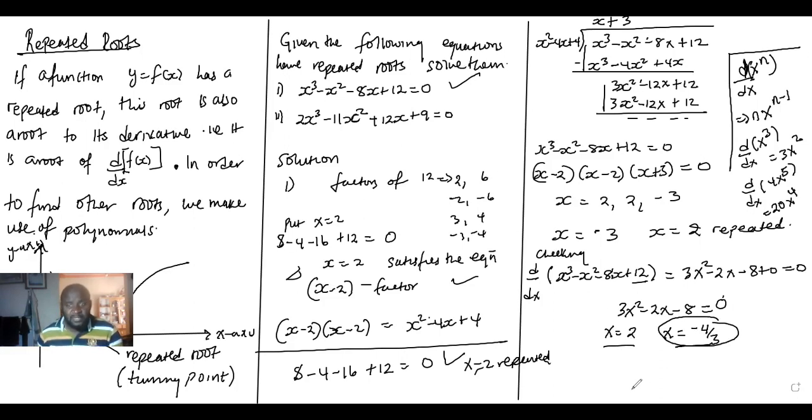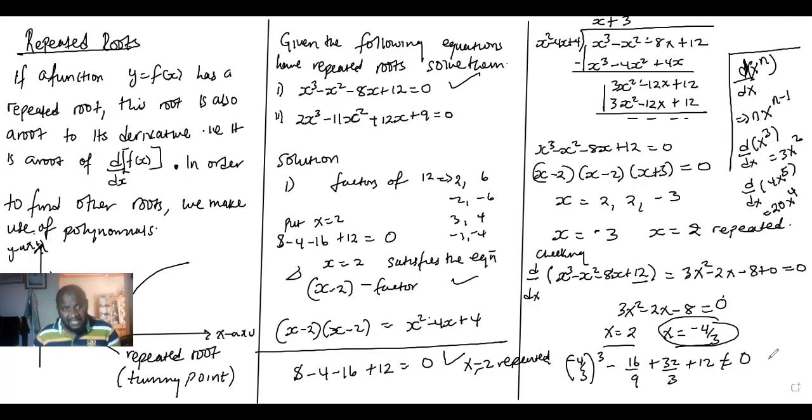Let us try it out and you see. When you substitute negative 4 over 3, what do you get? You'll get negative 4 out of 3 cubed minus 16 out of 9 plus 32 out of 3 plus 12. Is it equal to 0? No way. So the one which is not equal to 0, when substituted in the function and does not satisfy the condition for the function, that one does not give a repeated root. Otherwise, the one which gives a repeated root is the one after differentiation.